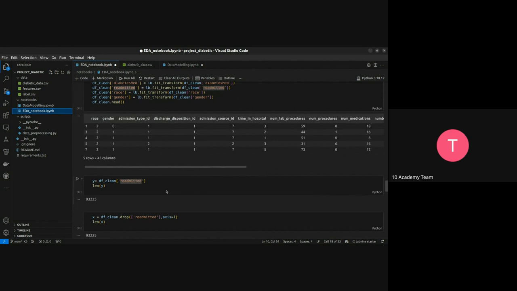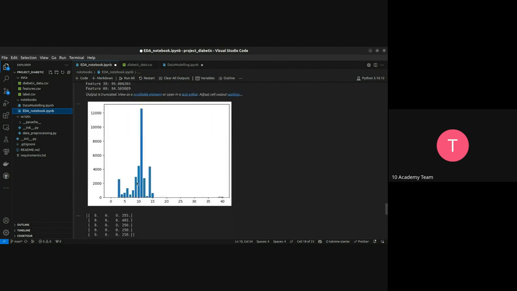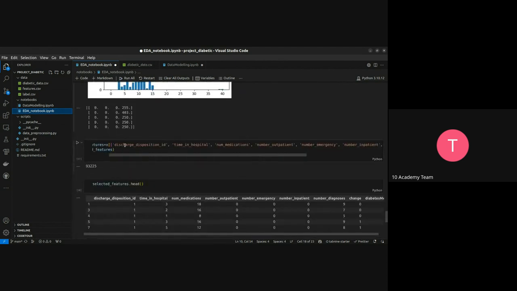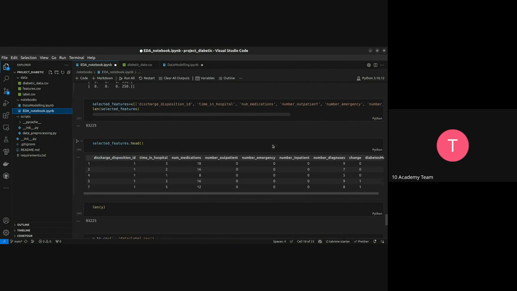After that, the Y is, as I've mentioned, what we are trying to predict, which is the readmitted column, and the rest are for X, right? So here it's just to select the features. The selected features here are discharge disposition ID, time in hospital, number of medications, number of outpatients, the emergency. These are the features that we are going to use. In order to select these, you need to understand the data and understand the business. That's what I meant by understanding the data and the business objectives being very important when doing ML projects or ML engineering projects.